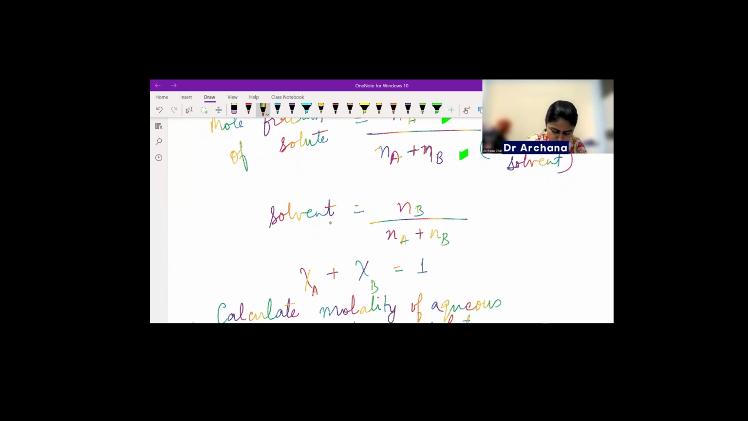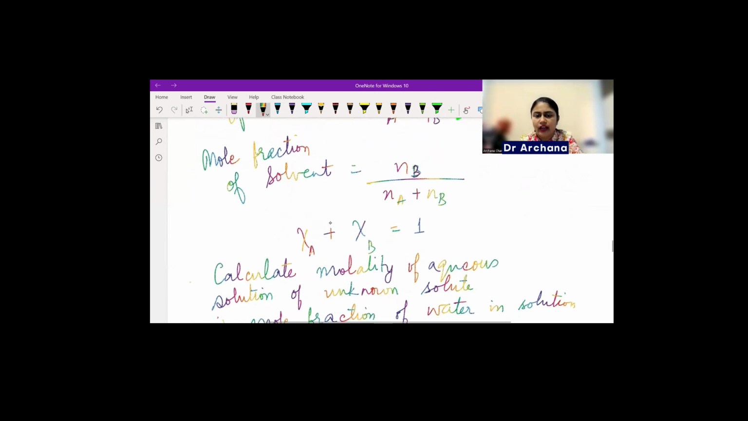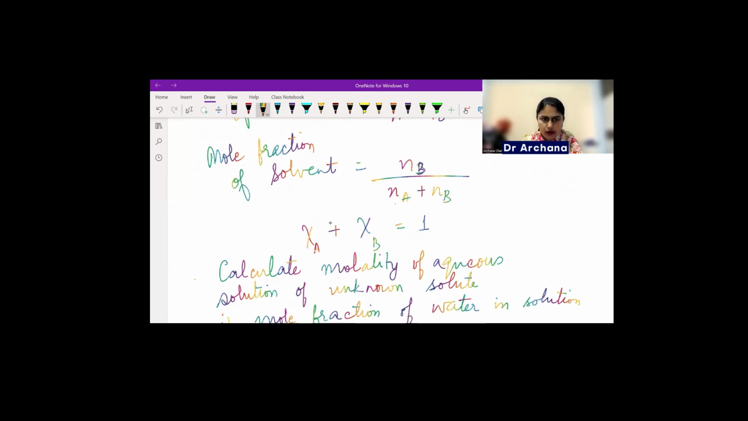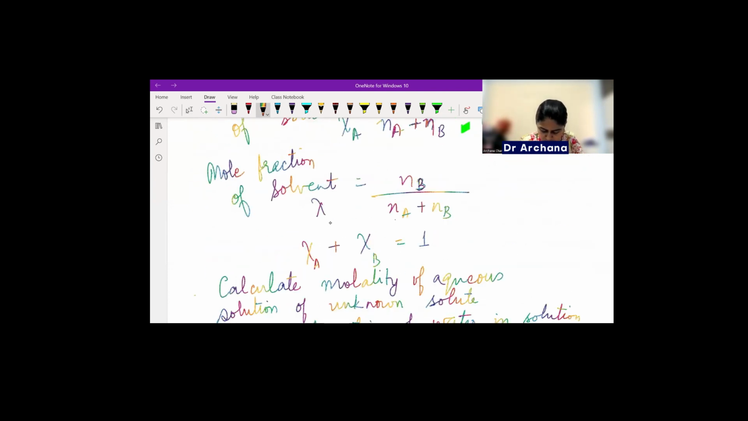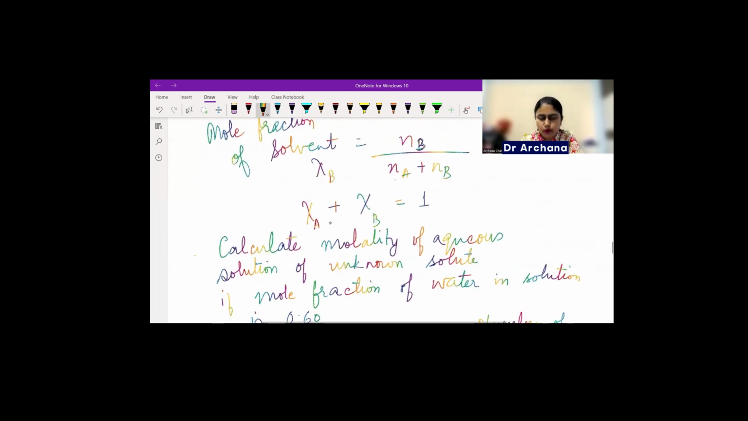However, if you want to find out the mole fraction of solvent, it will be Nb as the numerator and Na plus Nb in the denominator. In both the cases, the mole fraction of solute and the mole fraction of solvent together combine to give you a total. Addition of both of them will be equal to 1. This is valid for a single solute and multiple solutes.